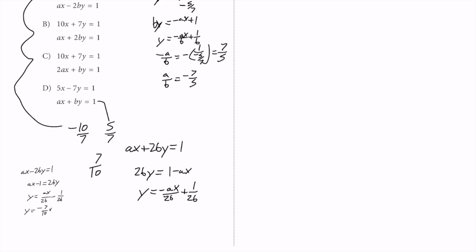In this case, when we plug in -7 over 5 for a over b, we get +7 over 2 times 5 equals 7 over 10 for the slope, and that is the opposite reciprocal of 10 over 7, so that is the correct answer. In this case, answer choice B.